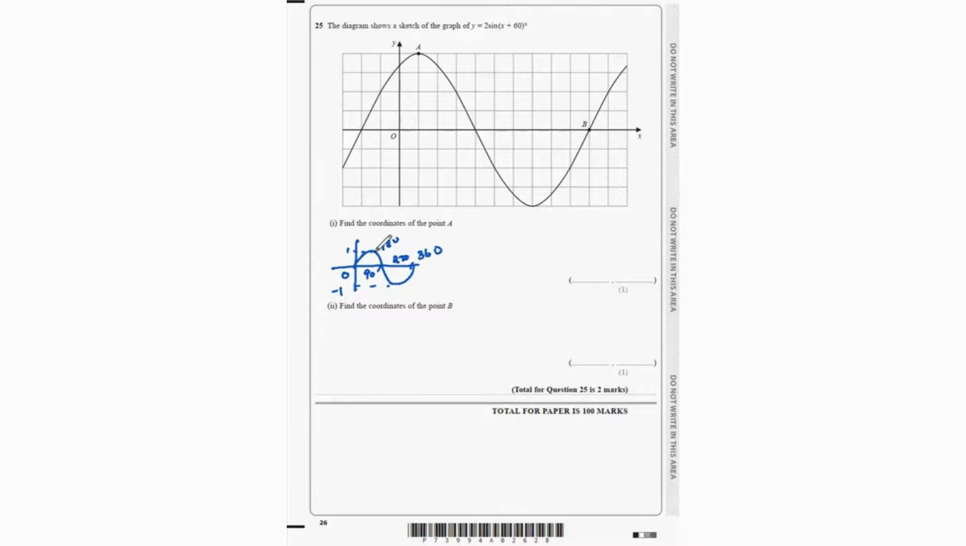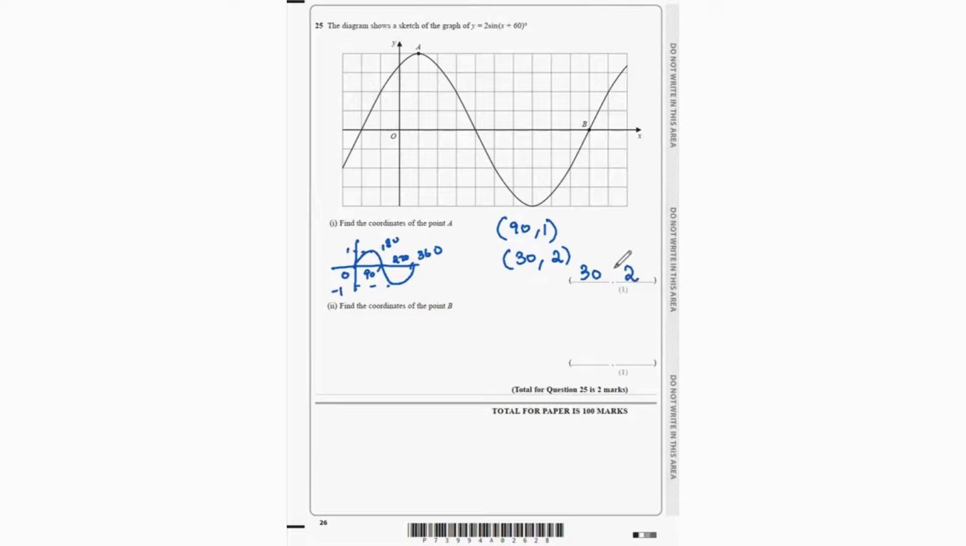So A is our maximum point over here based on the graph that has been drawn in the question. At this point, the coordinates are 90 and 1. We're subtracting 60 from 90, so that gives us 30. And then we're multiplying 1 with 2, so that gives us 2. So A is going to be (30, 2).